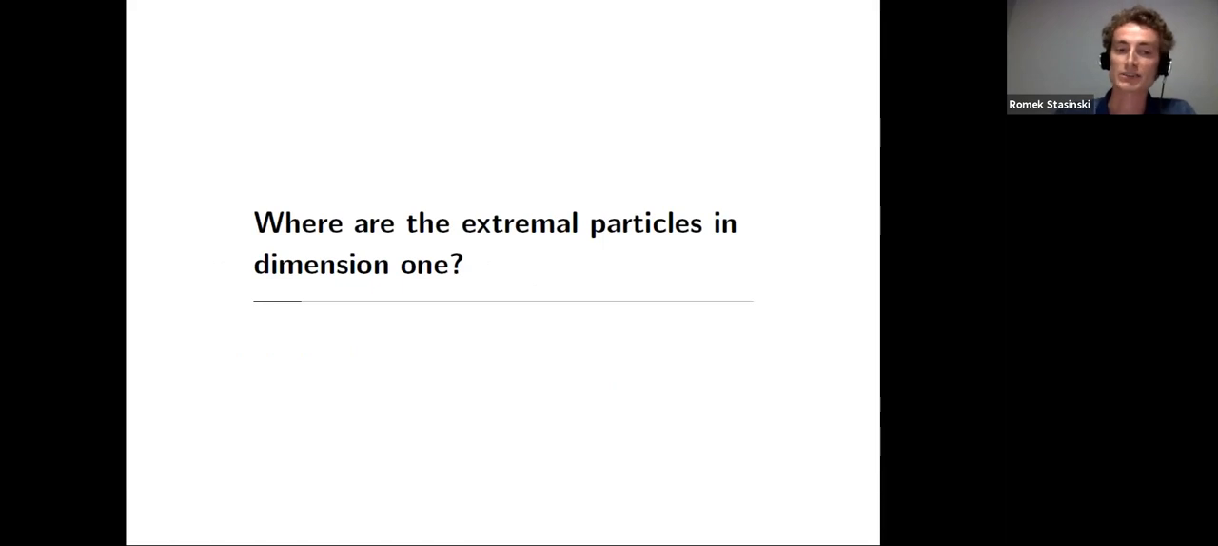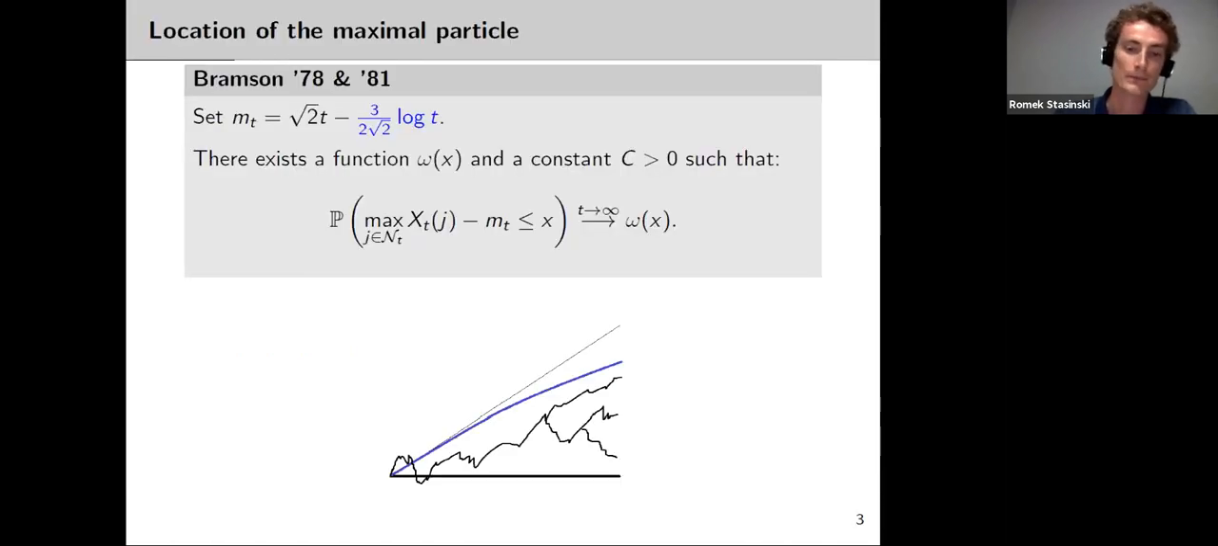So what is actually known about the extremal particles of the branching Brownian motion in dimension 1? It was proved by Bramson in the late 70s that the expected position of the furthest particle is square root of 2 t minus a logarithmic correction. So Bramson actually proved that if you look at the position of the maximal particle, if you normalize it by m_t given above, then this object is going to converge in distribution.